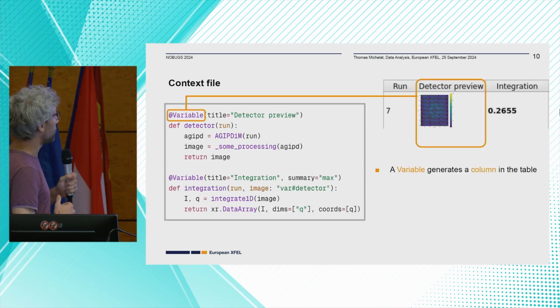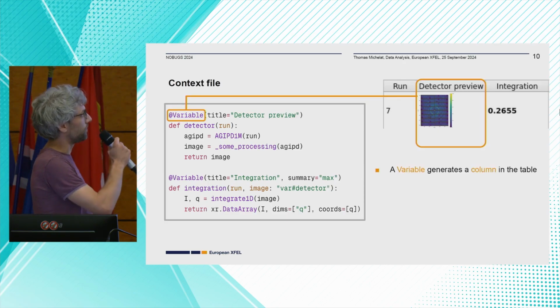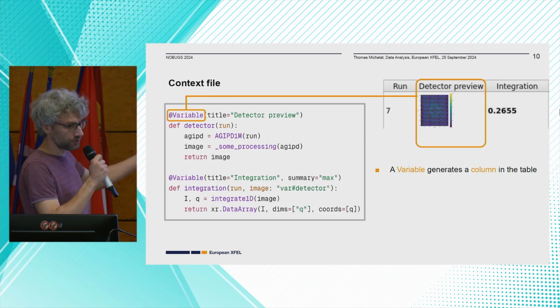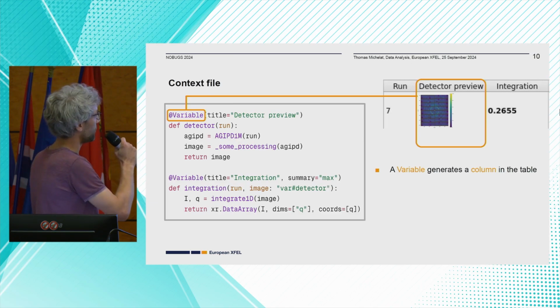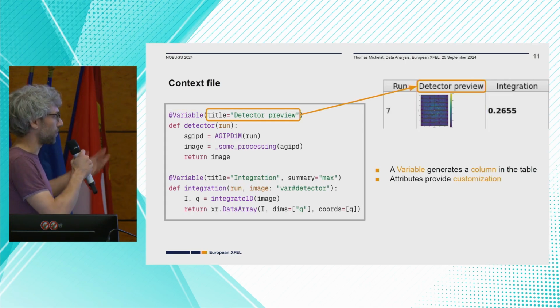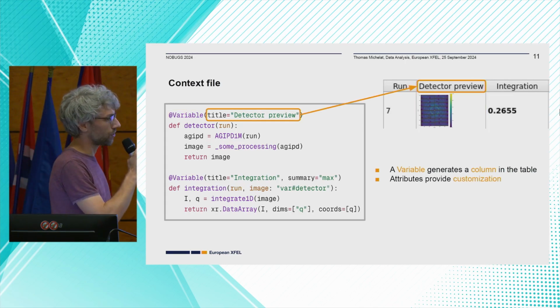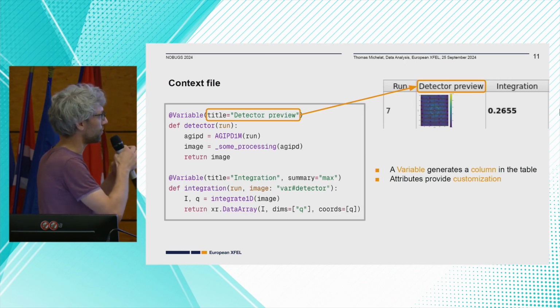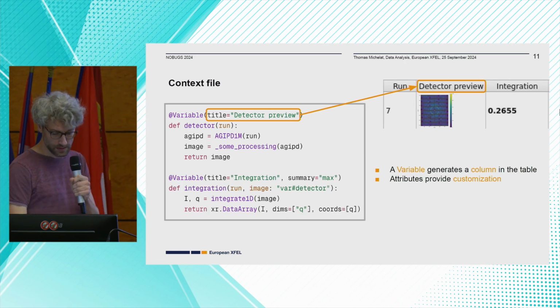What's important here, you add this variable decorator to any Python function, and that's basically what makes a column in your table. There are some attributes that let you customize how it looks, so you can have a nice title and other attributes.